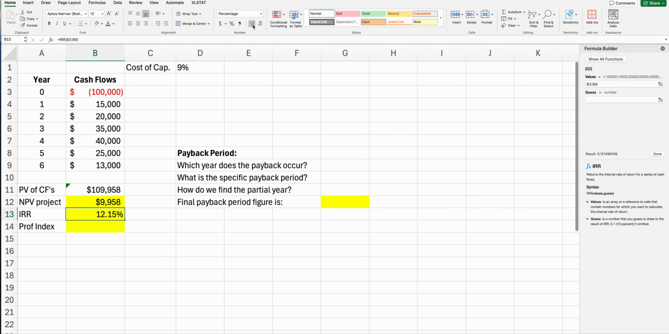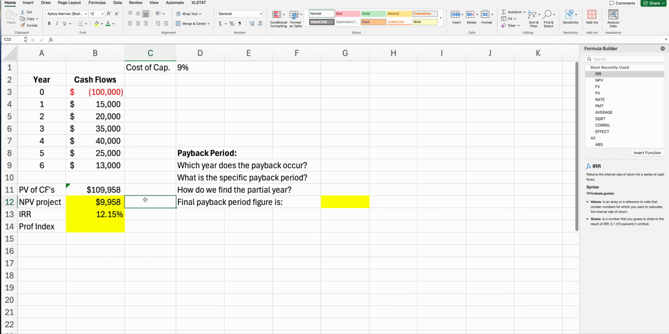So how do we know if this is acceptable or not? Well, the internal rate of return in this case is greater than our cost of capital. So that is kind of the benchmark we use for the rule. If internal rate of return is better than the cost, then that is an accept decision. So net present value is accept, and internal rate of return is accept as well.